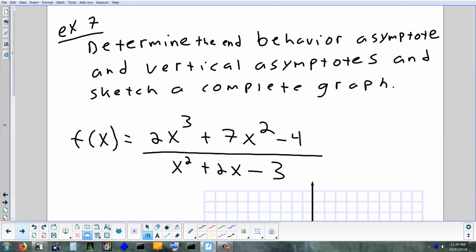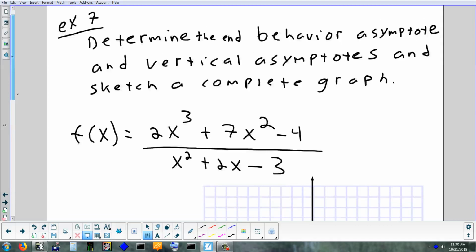So let's find everything they want. So let's start with vertical asymptotes.